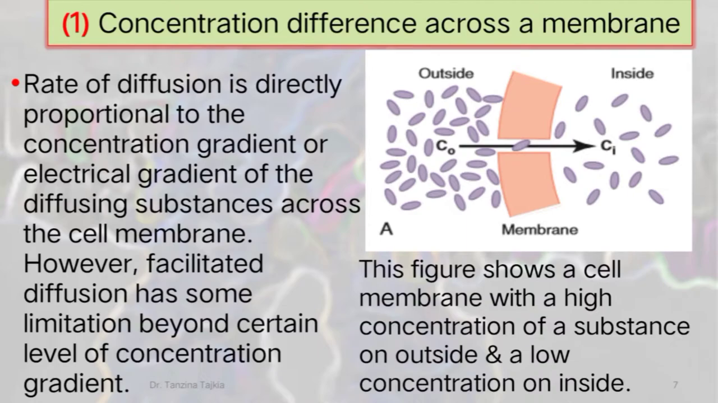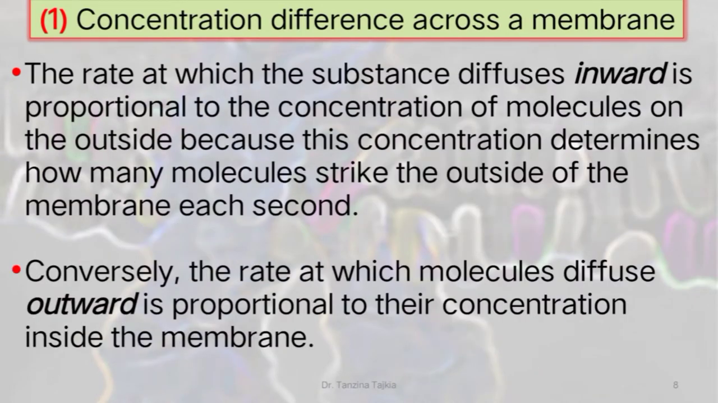Let's discuss. At first, concentration difference across a cell membrane. This figure shows a cell membrane with a higher concentration of a substance on the outside and lower concentration on the inside. So, the rate of diffusion is directly proportional to the concentration or electrical gradient of the diffusing substance across the cell membrane. However, facilitated diffusion has some limitation beyond a certain level of concentration gradient.